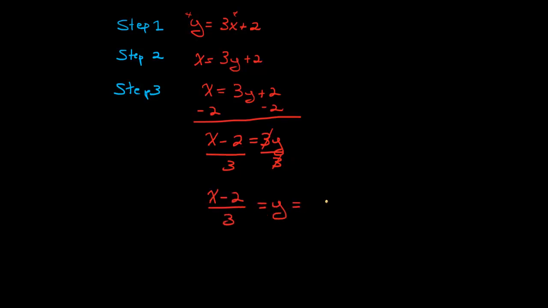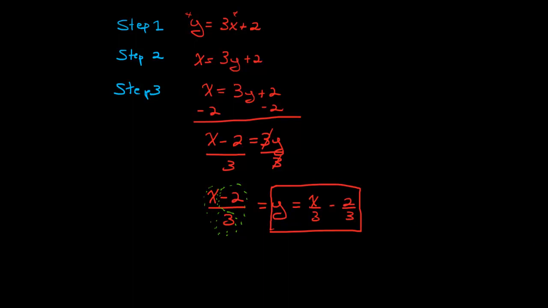This is the same thing as saying y equals x over 3 minus 2/3. Remember, we can split up those numerators as long as we have one common denominator. We can make it more of a form of y equals mx plus b, where we have a slope of 1/3 and a y-intercept of negative 2/3. So this right here is our final solution solved in terms of y.